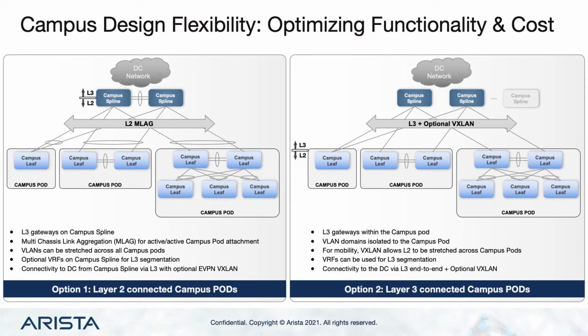These designs are either layer 2 enabled, as depicted on the left-hand side, with the campus spline being the delimitation for the L2, L3 domain, which is suitable for small and medium-sized enterprises. Alternatively, on the right-hand side, for a highly scalable implementation, we can look towards layer 3 being all the way down to the campus pods. This design is complemented with overlay VXLAN for L2 mobility. This solution is suitable for large enterprises. We will focus on option 2 in this presentation.